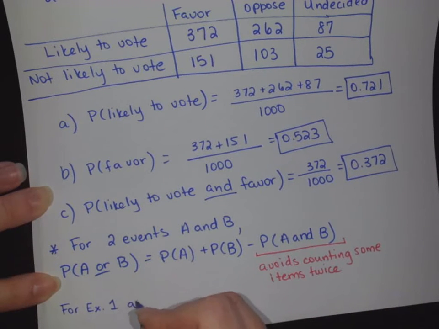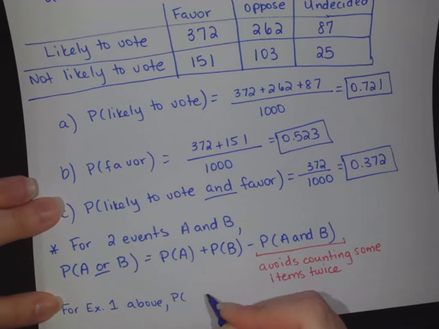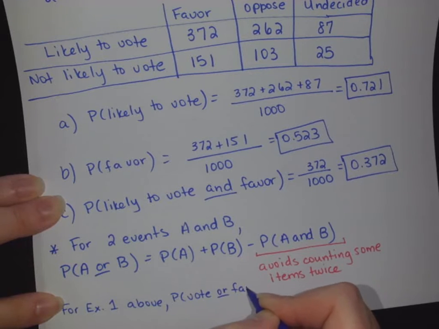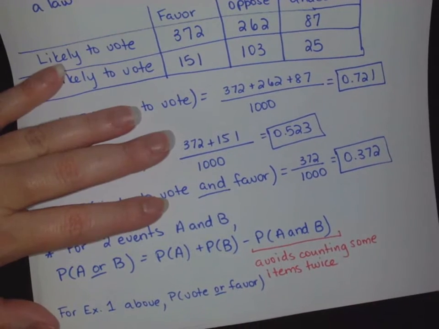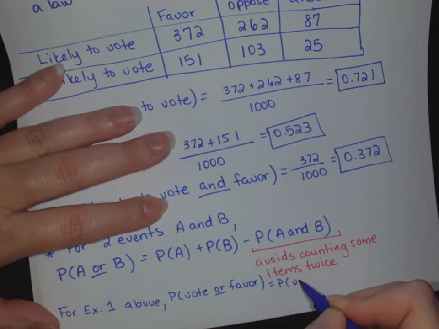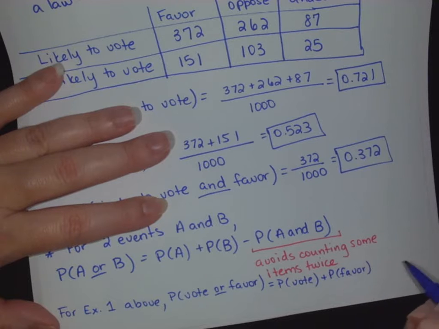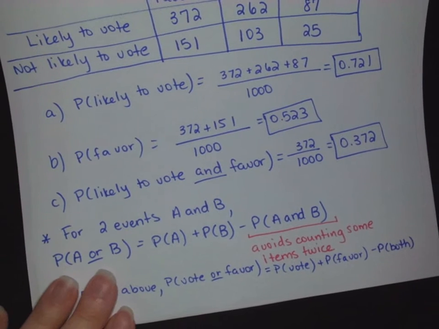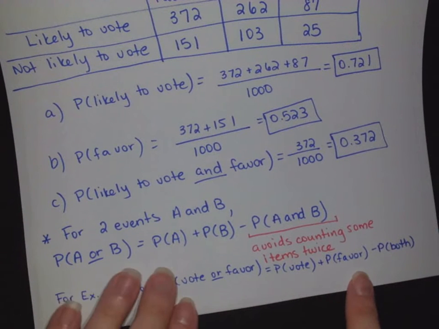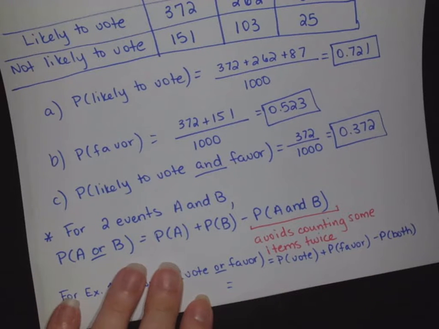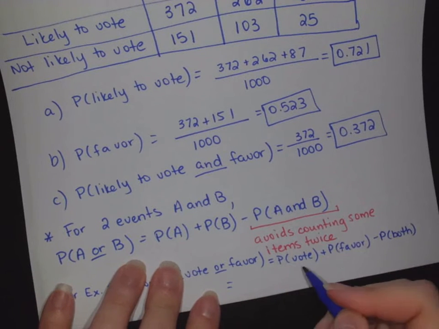so for example, one above, if we want the probability that they are going to vote or that they favor the new law, we would need to take the probability that they are going to vote plus the probability that they favor the law, but then you would need to minus the probability that they're in both categories. So the probability that they plan to vote and that they're in favor. We'll just do this in fraction form, but then I think you'll see you could probably combine it as one fraction if you wanted to.